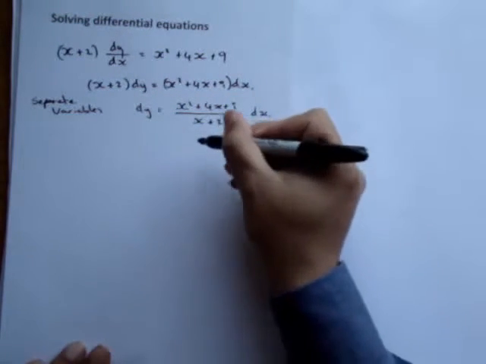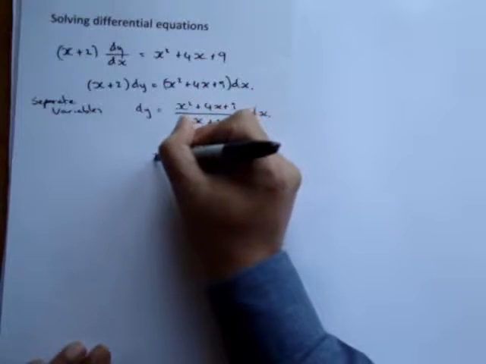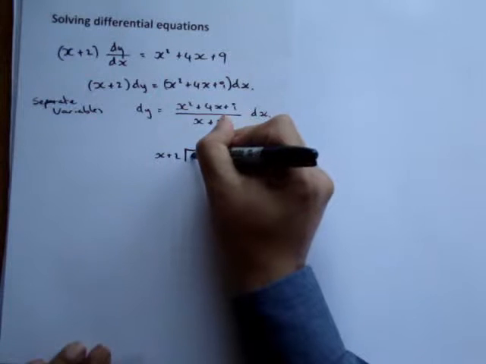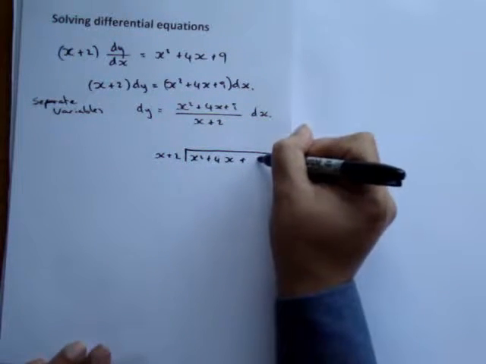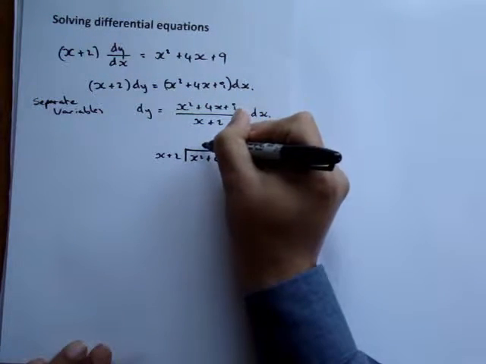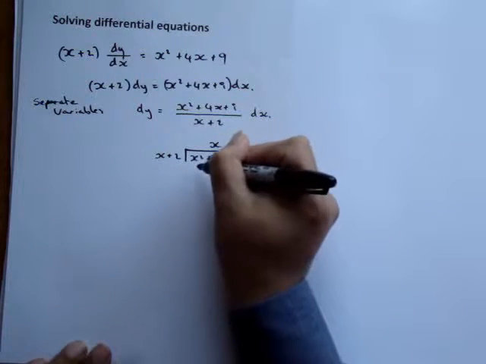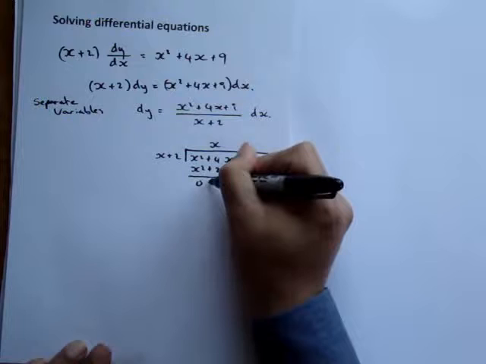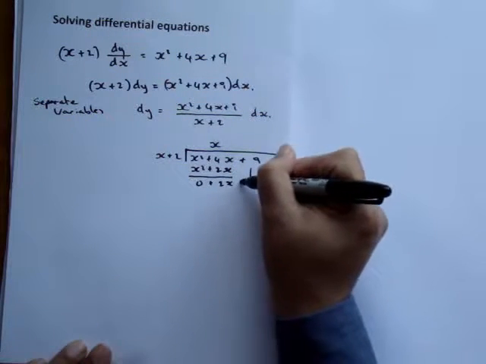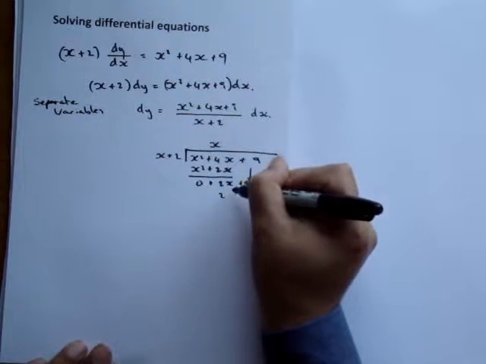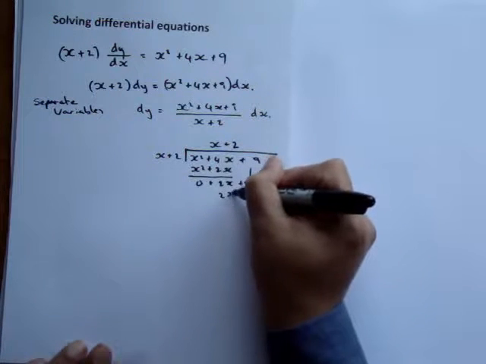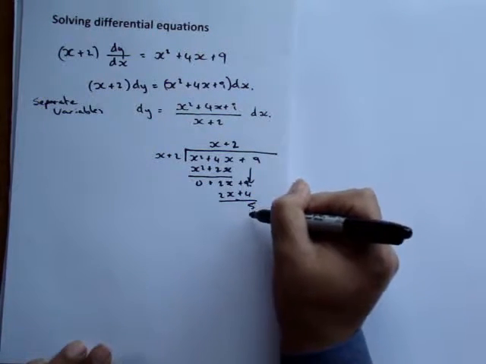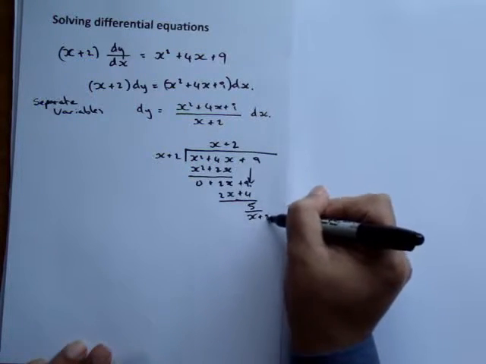Now we can do some algebraic division here, so let's do x plus 2 into x squared plus 4x plus 9. So we'll get x here. x times that is x squared plus 2x. Subtract, we get 0 plus 2x, bring the 9 down, so we get plus 9. Here we get plus 2, 2 times x plus 2 is 2x plus 4, subtract, we get 5. So the remainder is 5 over x plus 2.